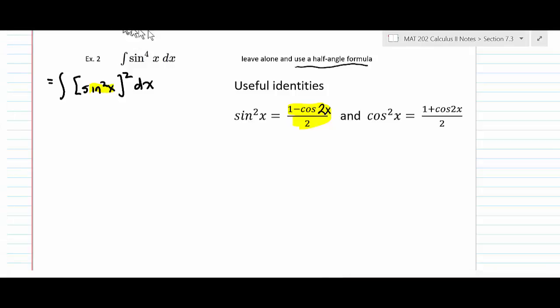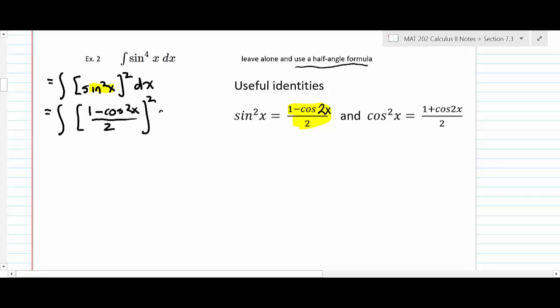Okay, so let's go ahead and do that. So in our next step, we're going to write this as, replace that with 1 minus cosine of 2x all over 2 squared times dx like that. Okay, now what you're going to need to do is multiply that out. U-substitution wouldn't do anything. Integration by parts would be a disaster, so we just have to multiply it out and see where that takes us.